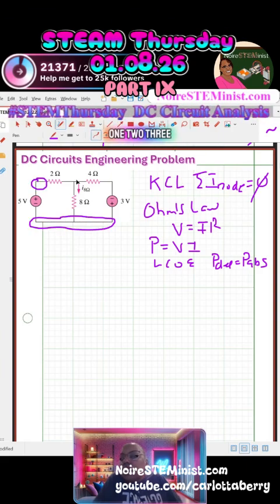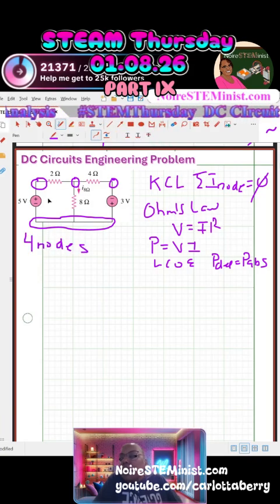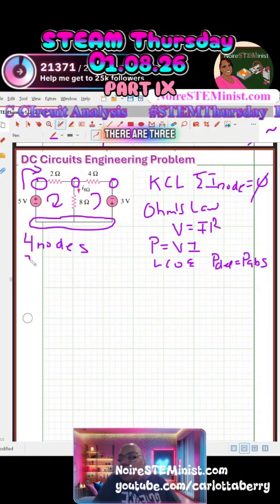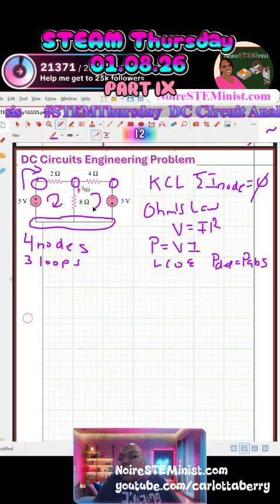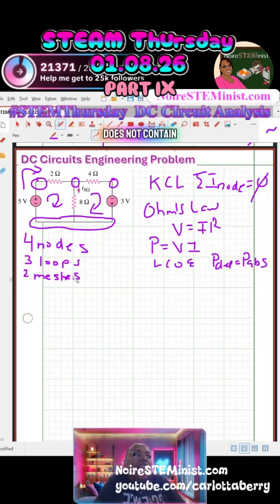1, 2, 3, 4. There are 4 nodes in this circuit. 1, 2, 3. There are 3 loops in this circuit. 1, 2. There are 2 meshes in this circuit. A mesh is a loop that does not contain any other loop.